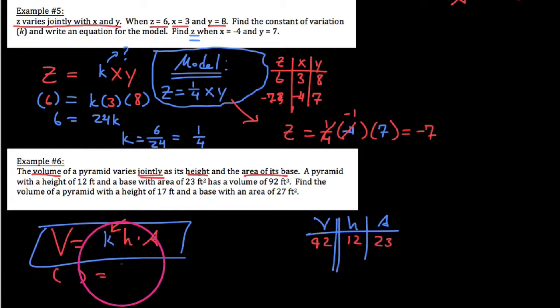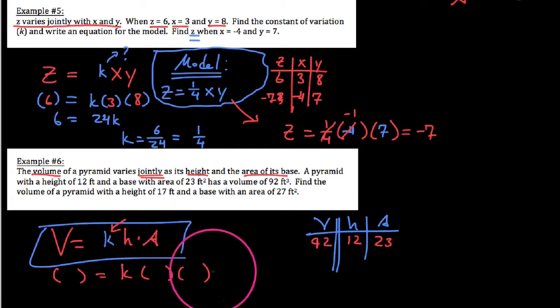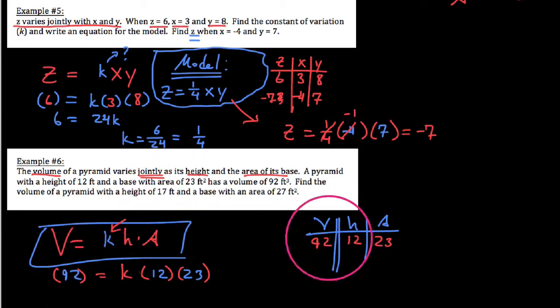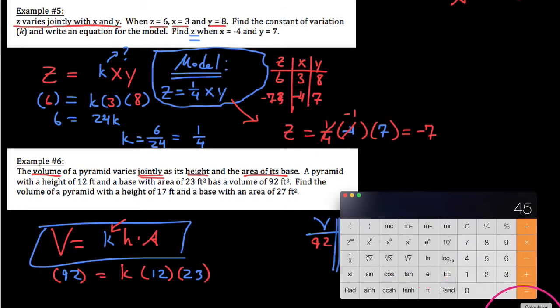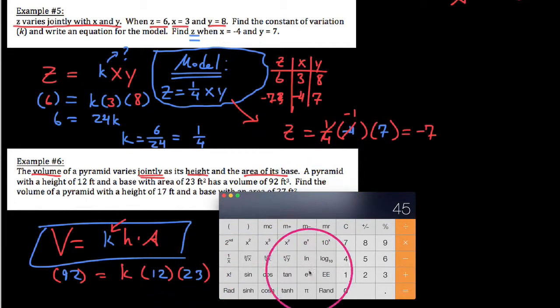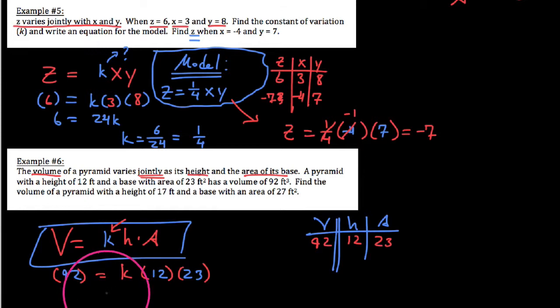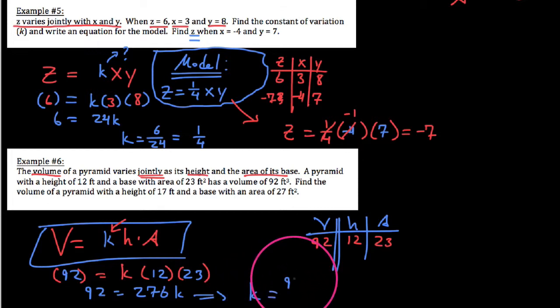We say volume equals our constant of variation times the height and the area. So when the height is 12 and the area is 23, we get a volume of 92, and this is all in feet. We have a height in feet, area in square feet, and of course a volume in cubic feet. The first thing I would do is take 12 times 23, which gives 276. So 92 is equal to 276k.